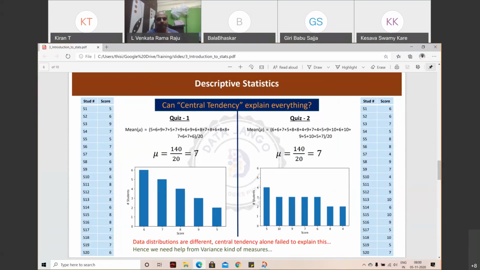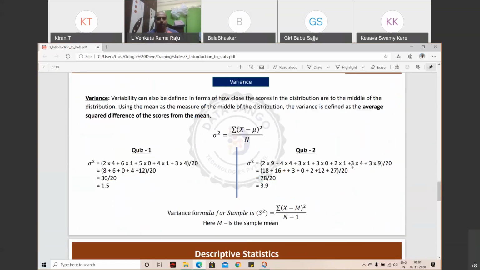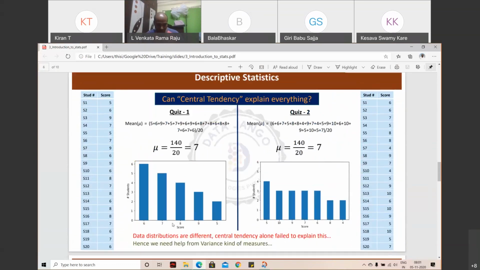When I say 7 on both, the mean is 7. It was unable to explain the data, so there must be something else to explain. A graph is one way, but when you are talking to another person and you don't have a computer, laptop or phone, you cannot show this graph. So there should be a numerical way to express the difference. Variance is the solution.